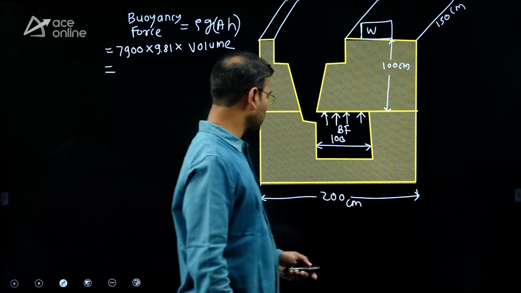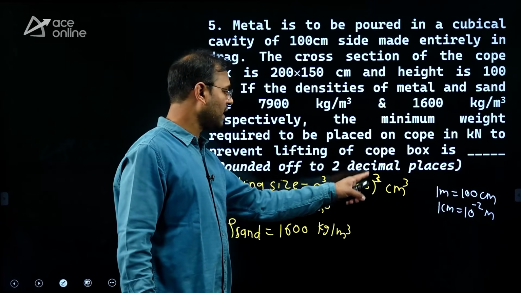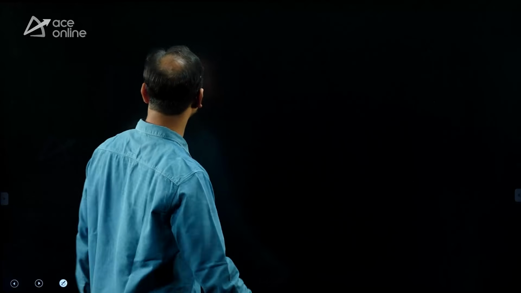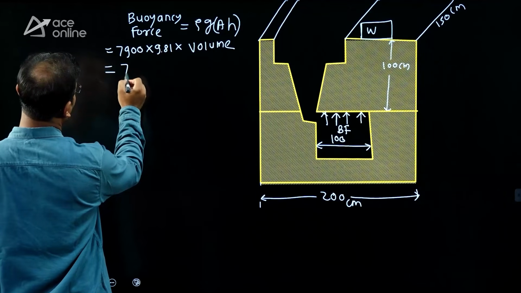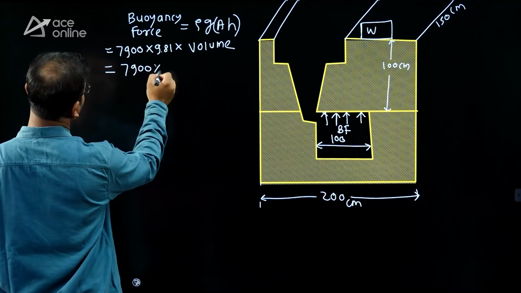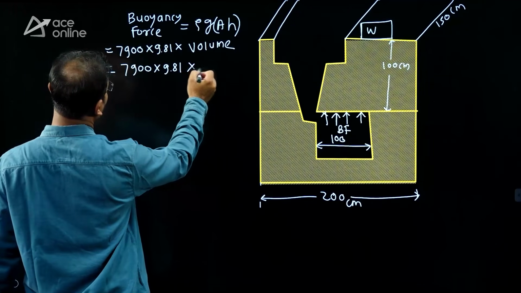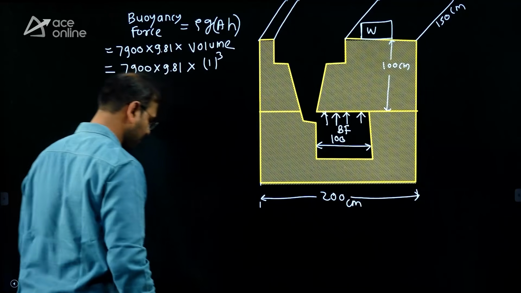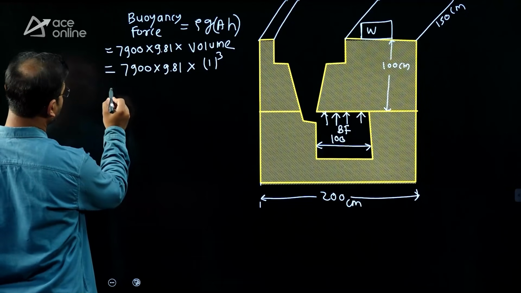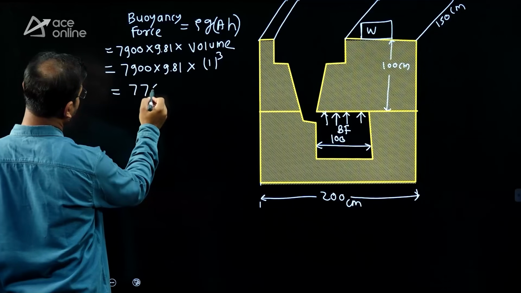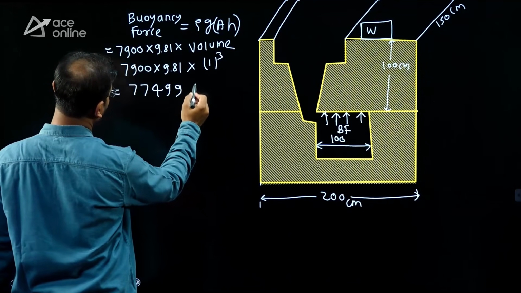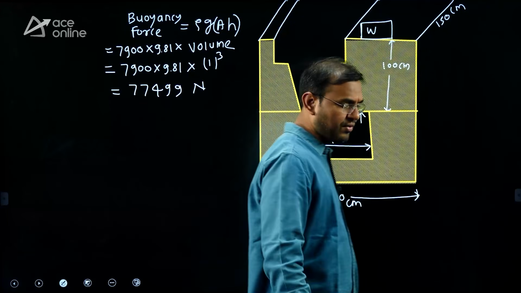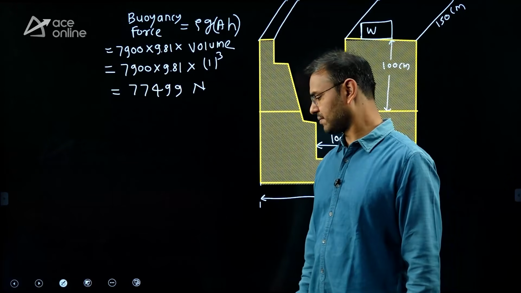Then what is the volume of that casting cavity? Here I wrote 100 centimeter cube, but that 100 we need to convert into meter. That is 1 cube. Volume is 1 cube here. 7900 into 9.81 into 1 cube. Okay, give the answer first. Tell me first, is this correct? Is this the correct answer? 77,499.